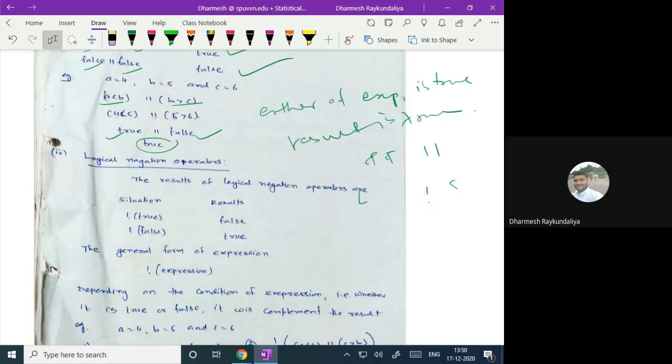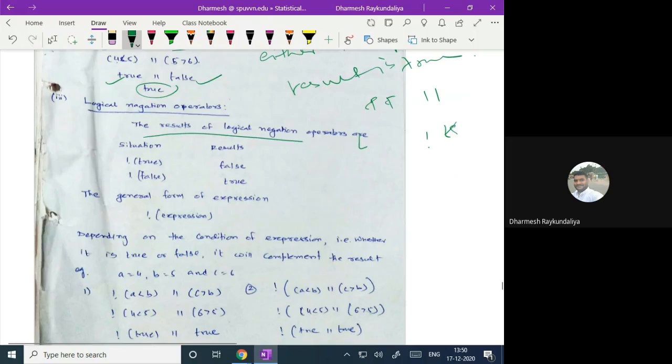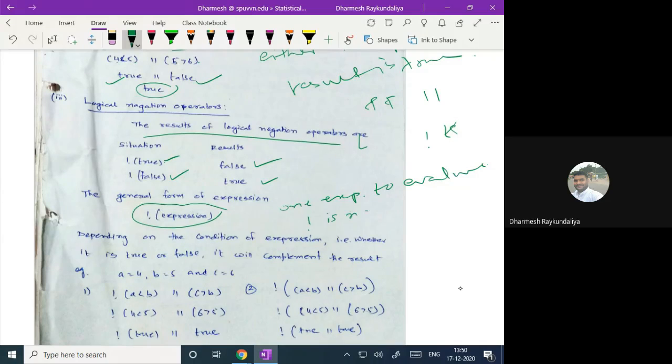Okay. Now, so we have seen two, logical AND and logical OR. Now we will talk about logical negation. That is called the logical negation operator. You can see that here we do not require two expressions, only one expression is required. What is the negation of true? It is false. What is the negation of false? It is true. The general form of the logical negation expression is the logical negation operator and then the expression. Because you require only one expression to evaluate, this is nothing but a unary operator.